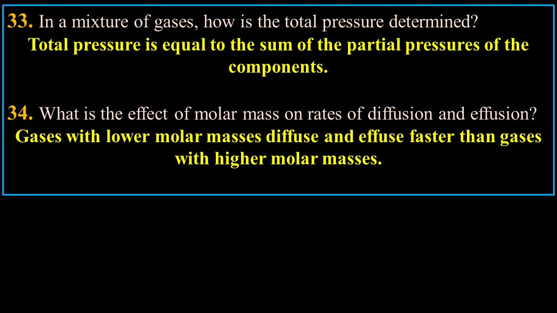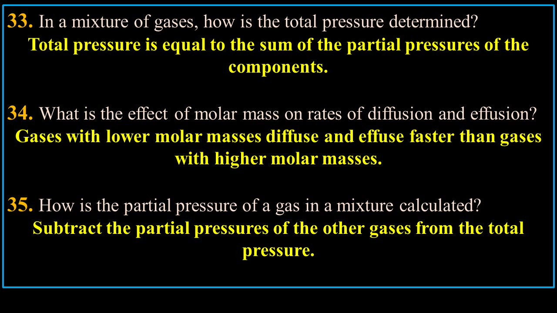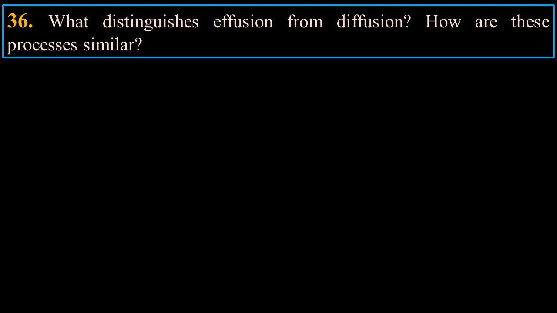Well, the lighter the gas, the better it's going to diffuse. Gases with lower molar masses diffuse and effuse faster than gases with higher molar masses. Make sure you understand the word diffuse versus effuse. How is the partial pressure of a gas in a mixture calculated? Well, I think I just answered that in 33. You simply subtract the partial pressures of the other gases from the total pressure, as I did in problem 32.